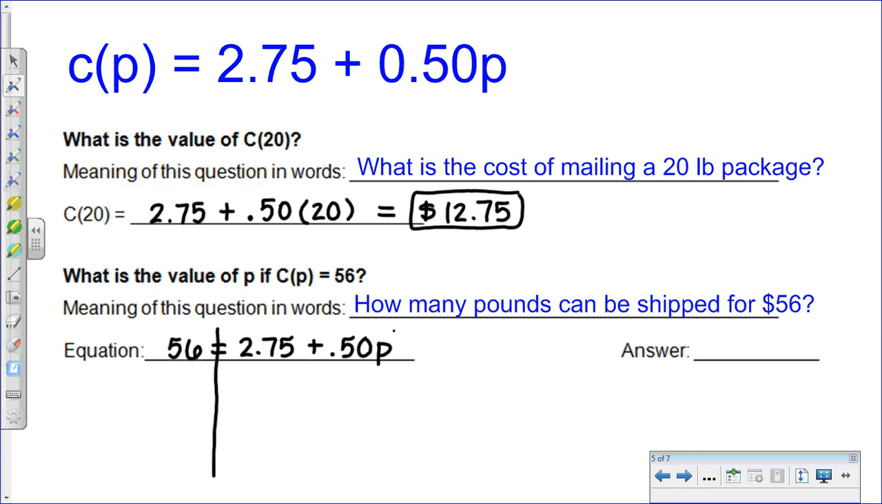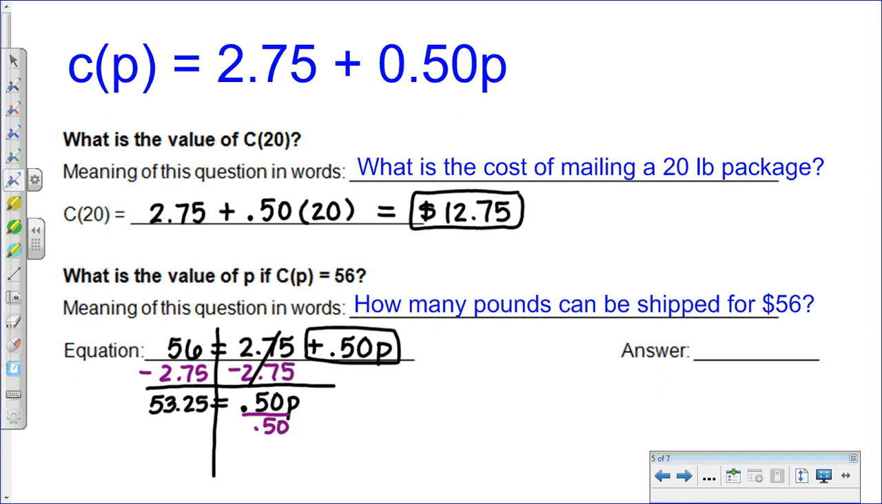So let's draw our line and box the P and subtract 2.75 on both sides. So this gives us 53.25 equals 0.50 P, and then we'll divide both sides by 0.50. So we find that P equals 106.5. So what is the value of P if C of P equals 56, or how many pounds can be shipped for $56? The answer, 106.5 pounds.